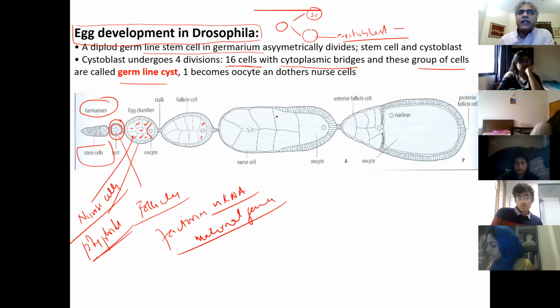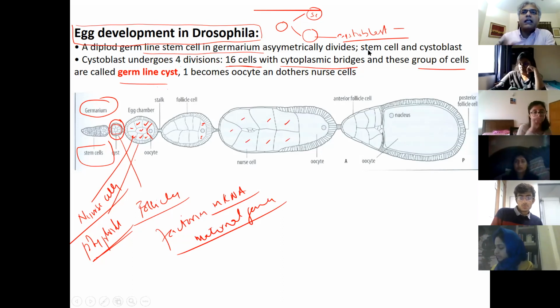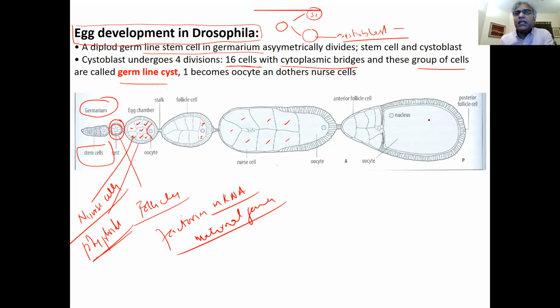Okay, you see here these much bigger cells, which are these nurse cells, and eventually the nucleus of the oocyte, which is here on the posterior side, moves towards the anterior of the oocyte. This is the egg cell, which eventually is laid by the females after mating.